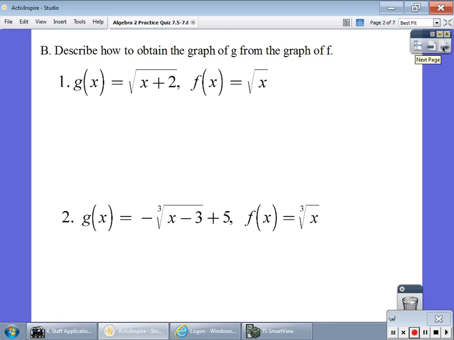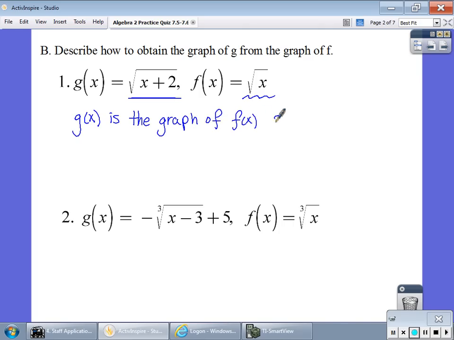Describe how to attain the graph of g from the graph of f. Well, here's g of x. I see it's the square root of x plus 2. Here's f of x. It's just the regular old square root of x. So notice what's different is we're adding 2 here. It's on the inside. So g of x is the graph of f of x, and because it's add 2 on the inside, it's shifted left 2 units.